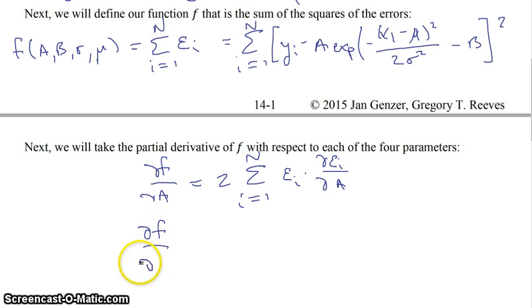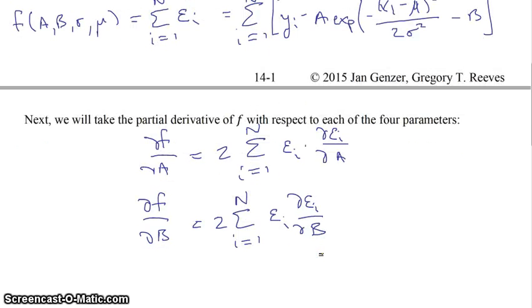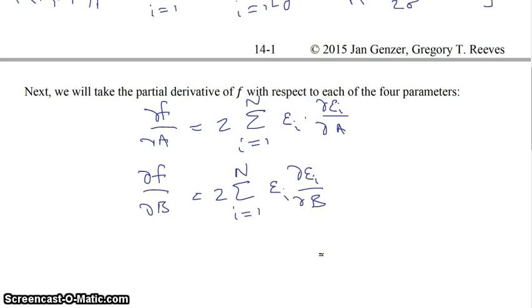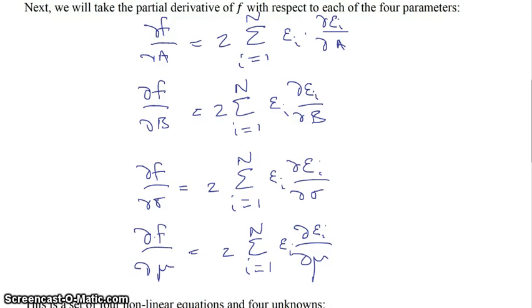f with respect to b equals the same kind of sum as the one for A, except now the partial of epsilon inside the sum is with respect to B. Of course, we can write the same kinds of partial derivatives with respect to the other two parameters, and they will end up looking like this, which is the same thing as the other partials, except that now you have the partial derivatives inside the sum with respect to the individual parameters, which are different.